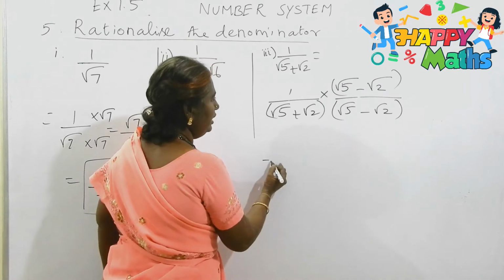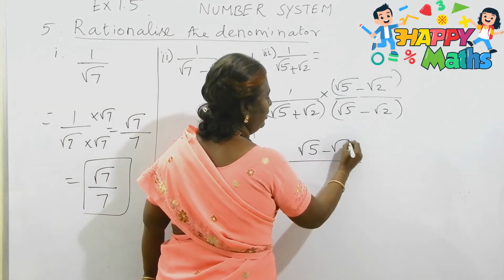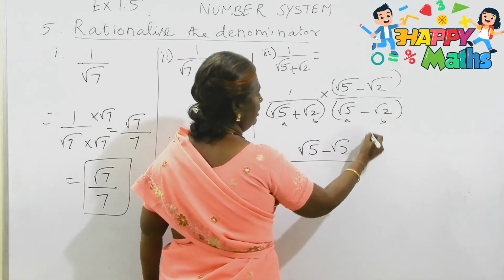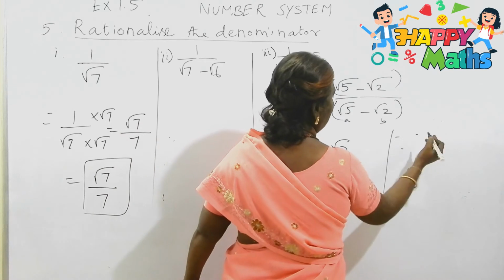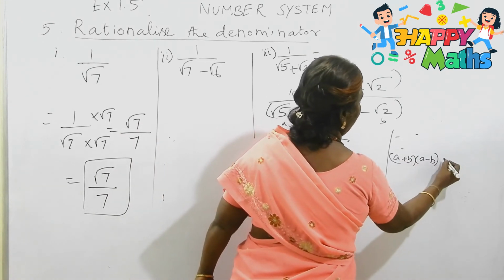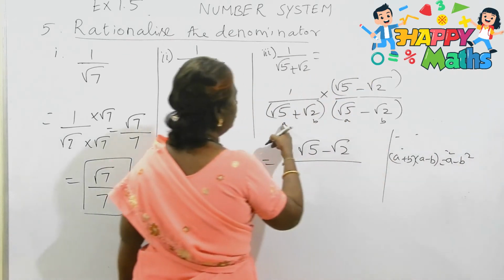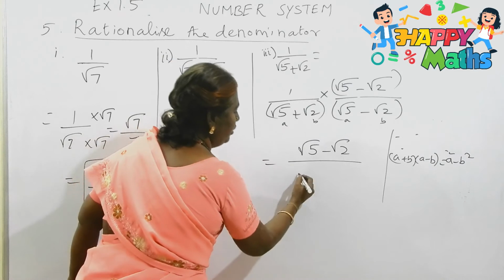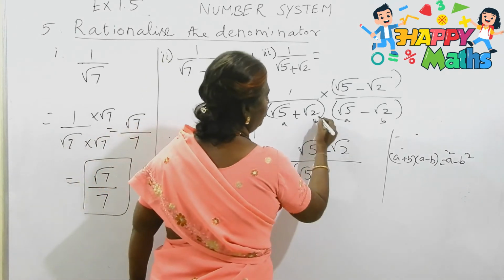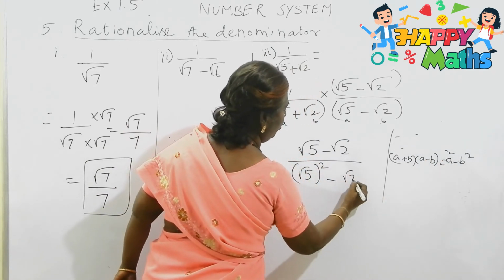Yes. So now see, root 5 minus root 2, you have to write simply as it is in the numerator. Here this is a, this is b. So you can simply write in a rough column: a plus b into a minus b is equal to a square minus b square. That formula I am applying now. According to this formula, what is a? Root 5 the whole square. What is b? Root 2 the whole square. What is the sign that separates them? Minus.